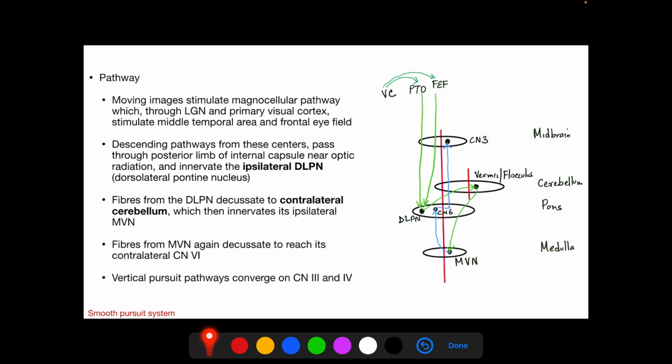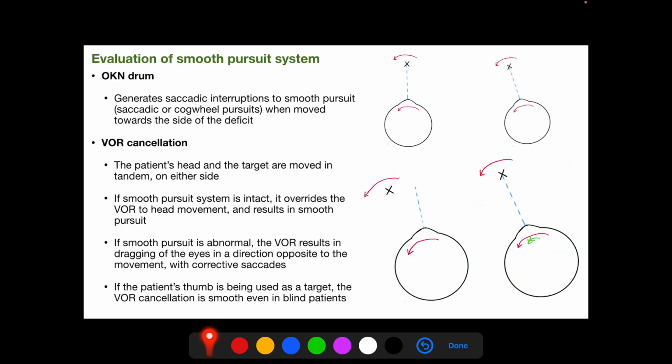So in the smooth pursuit system pathway, there is a double decussation, one here at the level of the pons and the other here at the level of the medulla. Vertical pursuit pathways are similar but converge on CN3 and CN4 nuclei. And to evaluate the smooth pursuit system, we can use either an O'Kane drum or a method called the VOR cancellation. As we have seen, the O'Kane drum does not test the optokinetic system but tests the smooth pursuit system.